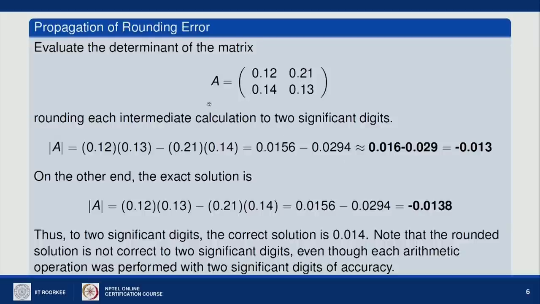Now as I told you, I need to round off each intermediate calculation to two significant digits. So when I round it off, it will become 0.016, because here 6 is more than half of the digit, and 0.0294 will become 0.029, and finally the determinant is minus 0.013.